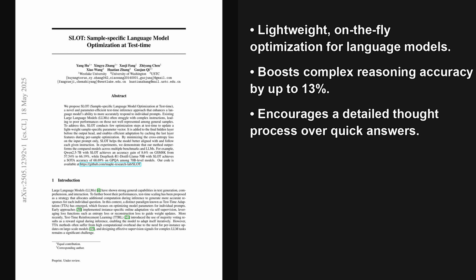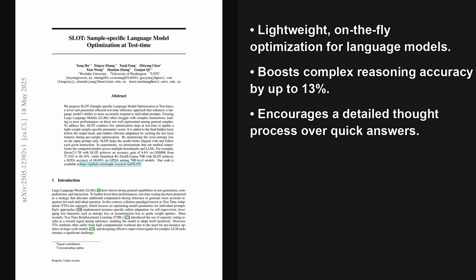Today, we're diving into a paper from the Papers with Code trending list called SLOT, which stands for Sample-Specific Language Model Optimization at Test Time. The core problem it tackles is that even powerful LLMs can sometimes fail on very complex or unusual instructions. SLOT's solution is to make small adjustments to the model right as it's generating a response, a process known as test time optimization. It does this by minimizing something called cross-entropy loss, which is basically a score that measures how wrong the model's initial guess is, helping the model better align with the user's specific instruction.